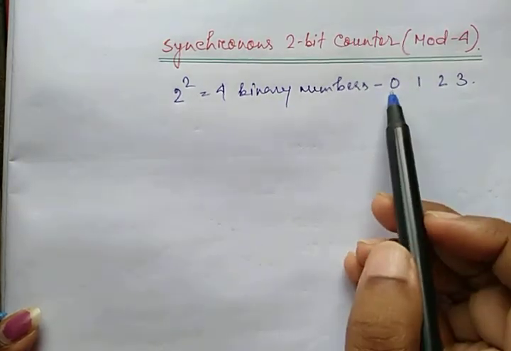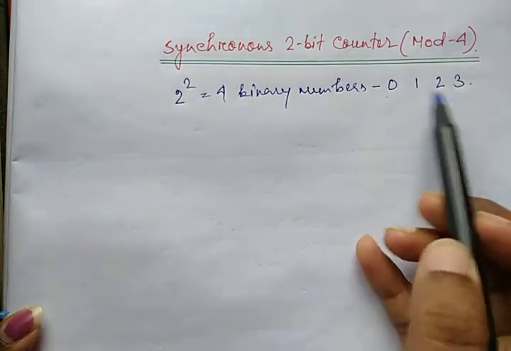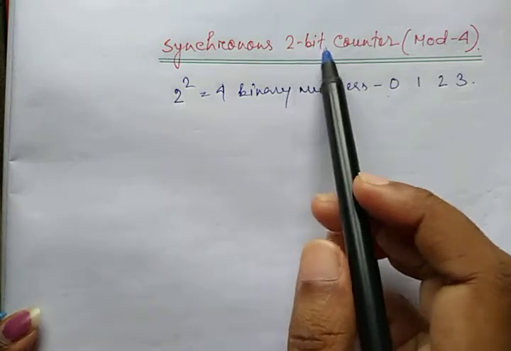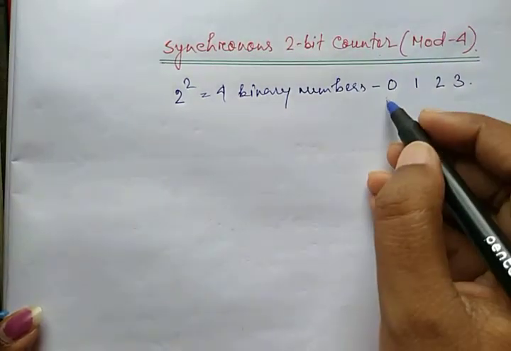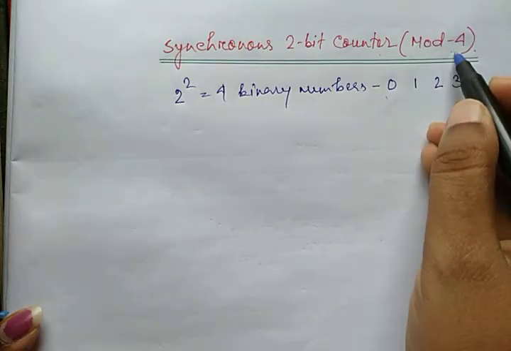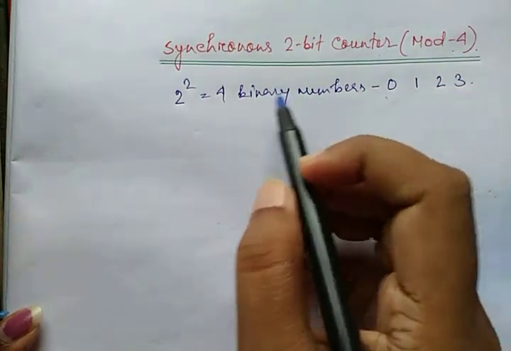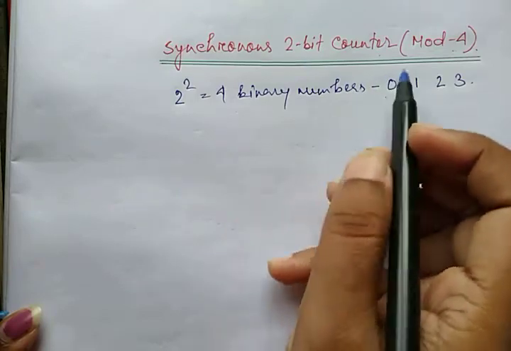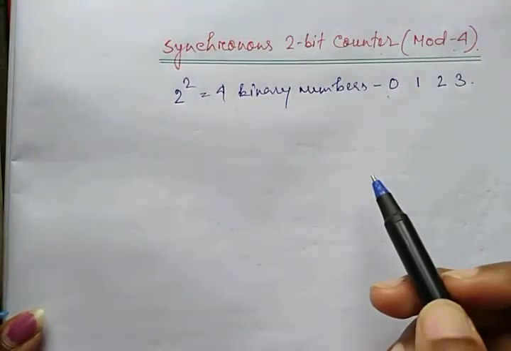So 4 binary numbers means it can count 0, 1, 2, 3. Clear? 4 binary numbers started with 0. So 0, 1, 2, 3. These 4 numbers can be counted using a 2-bit binary number, and for that reason this counter is known as a mod 4 counter. Mod 4 means how many numbers this counter can count.